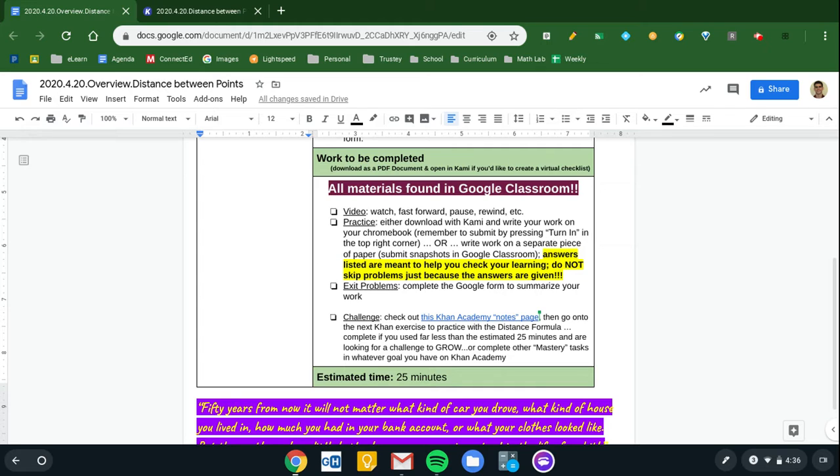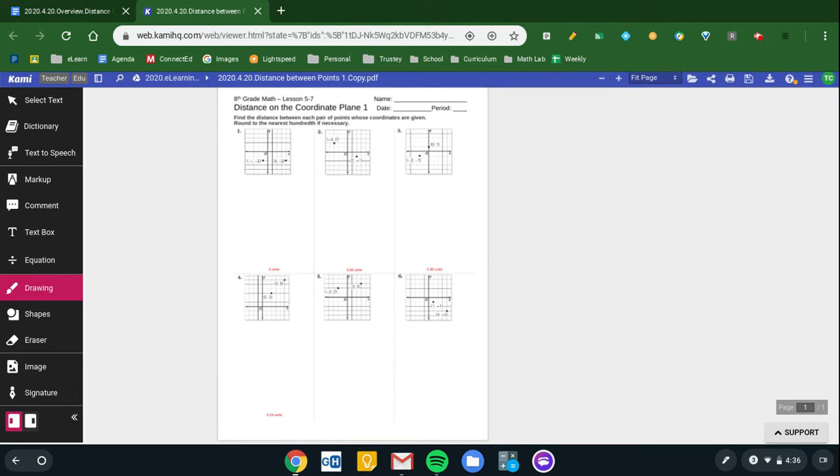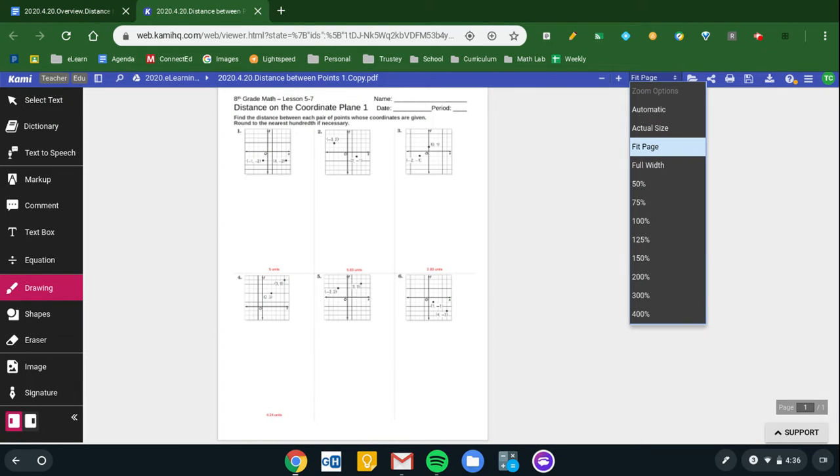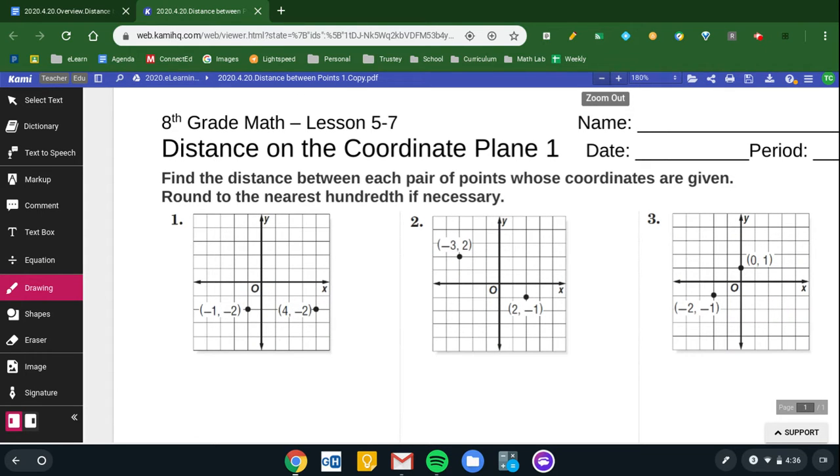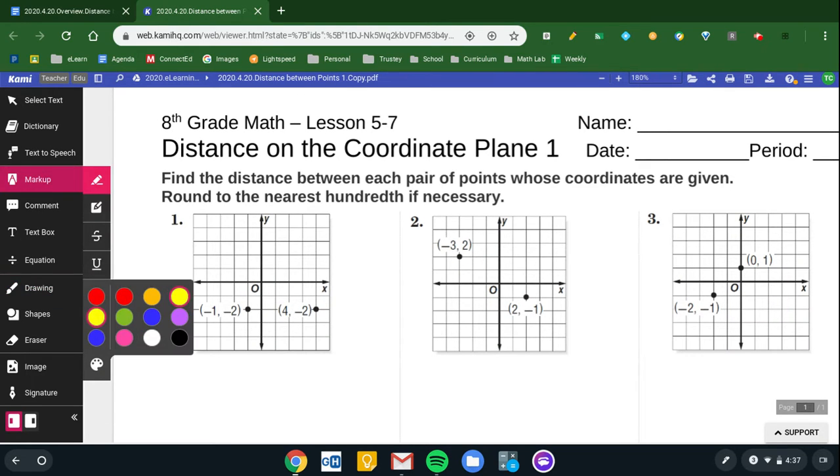Don't just skip problems because Mr. Callan's writing answers on there. I'm doing it to help you. So let's take a look at today's assignment, distance on the coordinate plane 1. And let's go ahead and come up a little bit. Focus on the homework for today.